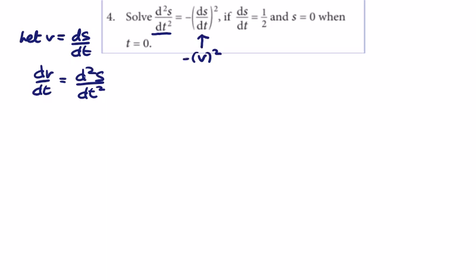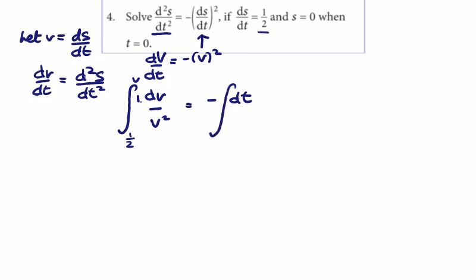So d2s dt2, which is dv dt, would be equal to this minus v squared. So we can leave the minus on the right hand side and say dv over v squared is equal to minus dt. We put our integrals in. We're going to integrate 1 over v squared, and we're told v is a half when t is 0.